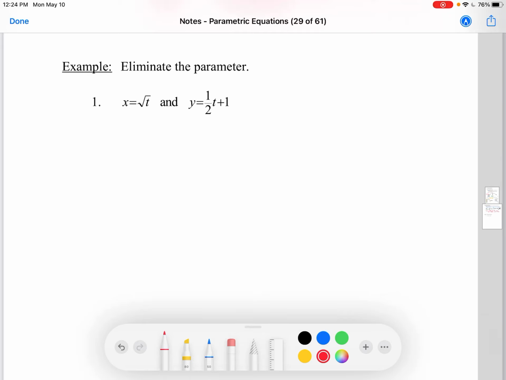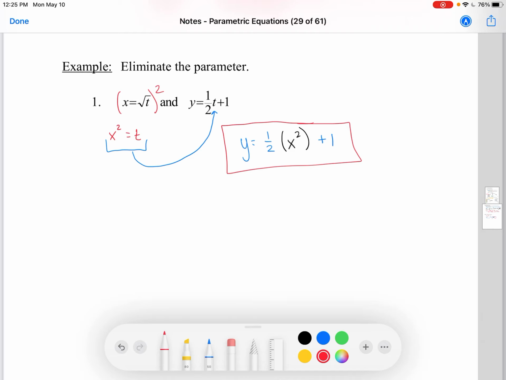So in order to get rid of a square root, we have to square both sides. So that's going to tell me that x squared now is going to equal t. And that is going to allow me to use this function and plug it in for my t in the other function. So that's going to tell me that y equals 1/2, and instead of having t, I'm now going to swap it out with x squared. And I'm still going to add 1. Okay. So this would be my new equation right here.